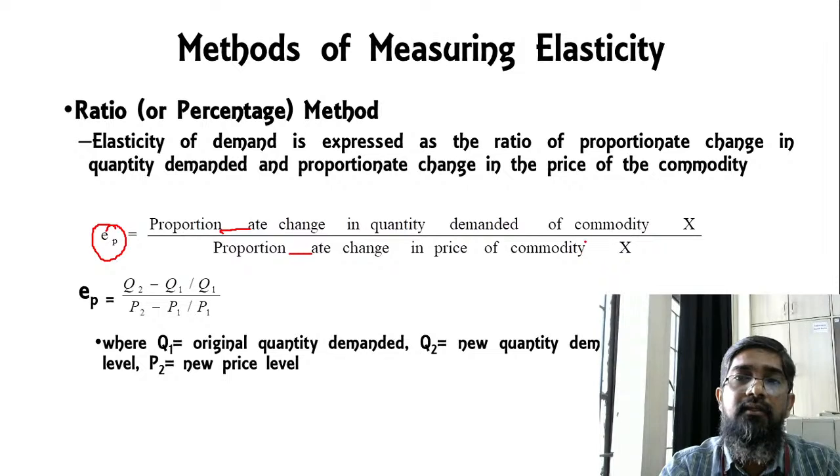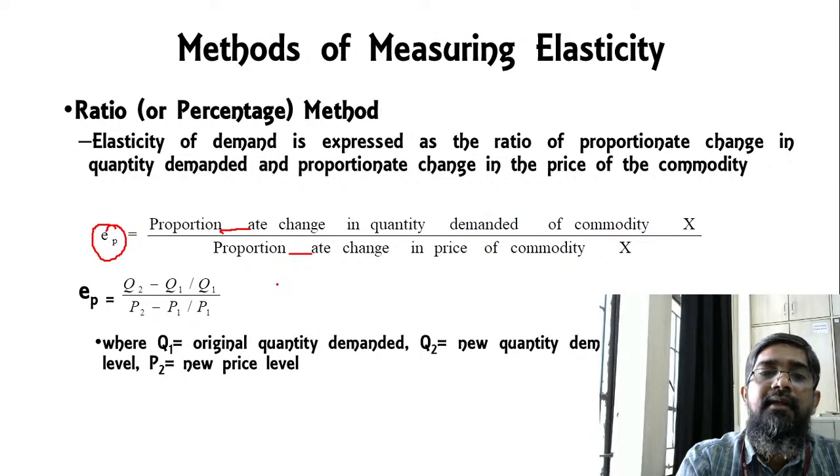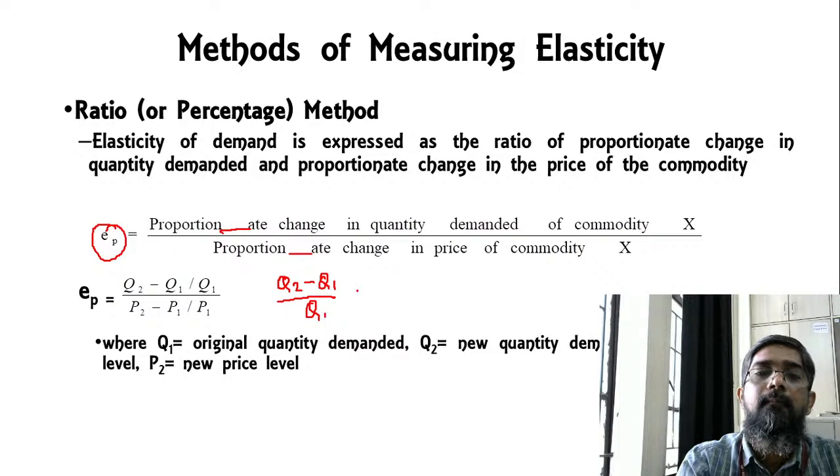The same thing we can write like this: Q2 minus Q1, which is the change in quantity, and Q1 is the original quantity, divided by Q1. You can write it like this: Q2 minus Q1 upon Q1, divided by P2 minus P1 upon P1.